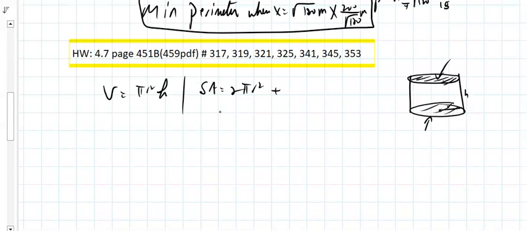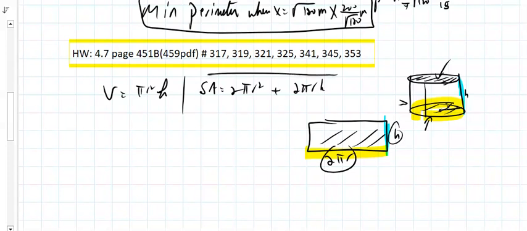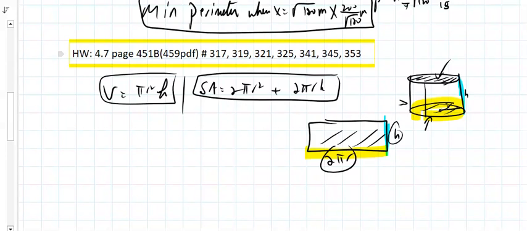Plus, if you take this piece and you cut it with a laser right there and spread it out, it's going to look like this, where the height of that is h, and the length of that is really the circumference of this circle. The circumference of a circle is 2 pi r. And if you want to find the area of that, that's simply length times width. And there's the surface area. And that takes care of this section as well.